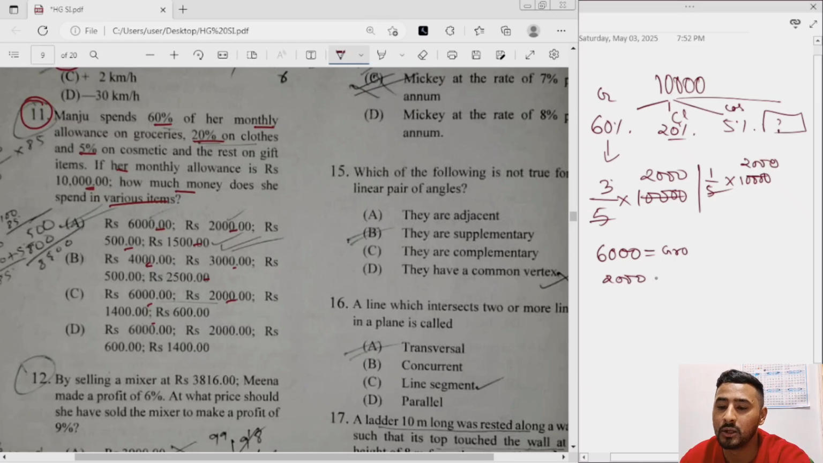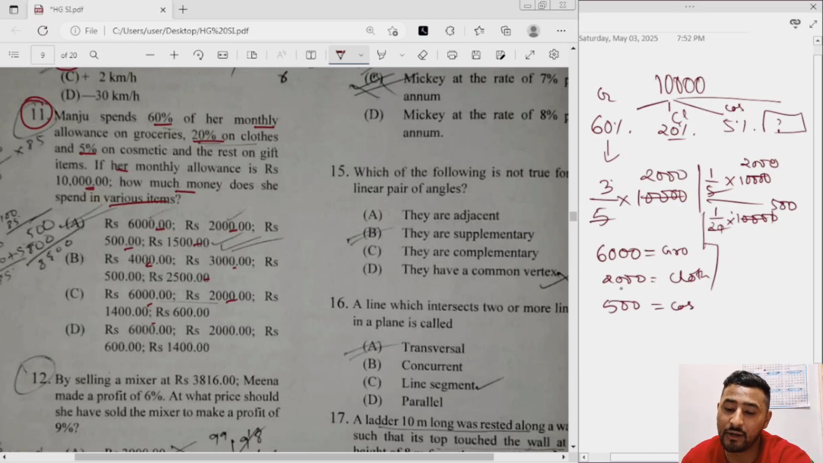2,000 on clothes. Then another 5% on cosmetics. 5% of 10,000: what is the fractional value of 5%? It will be 1 by 20. Cancel the zeros, 2 into 500. So on cosmetics she's spending 500.